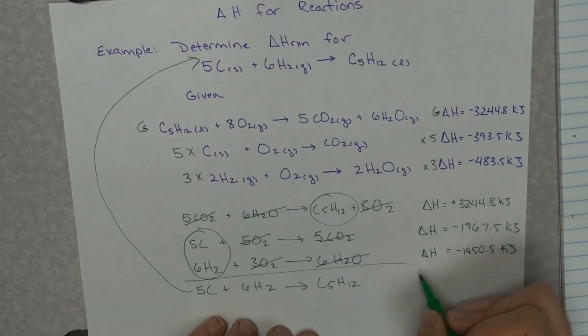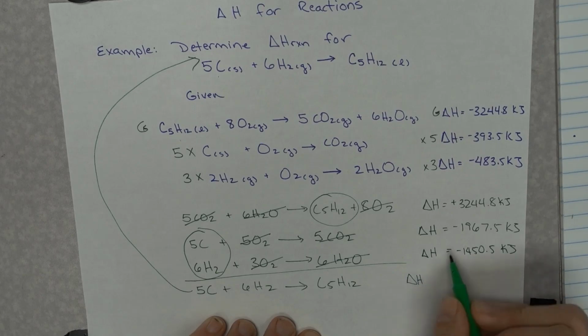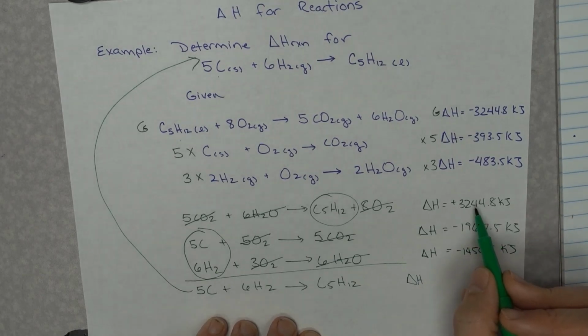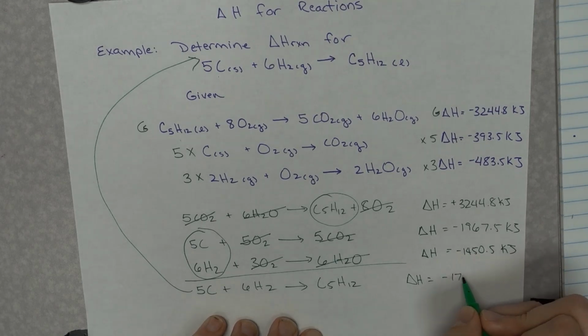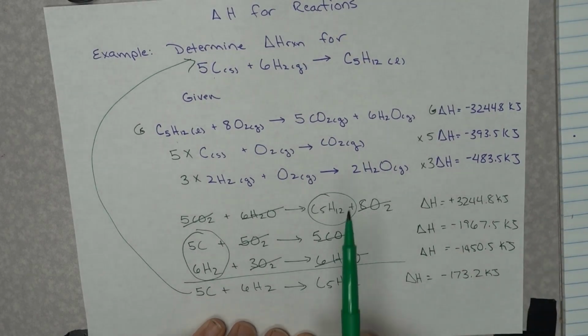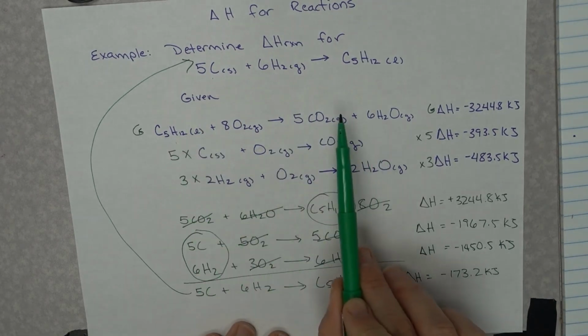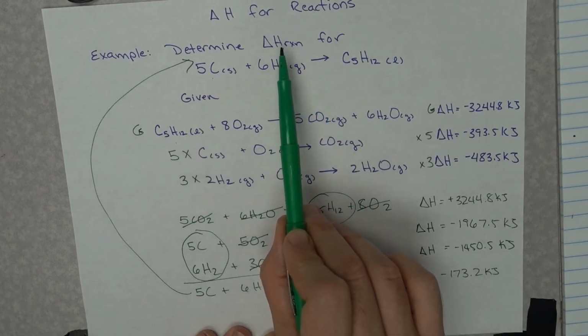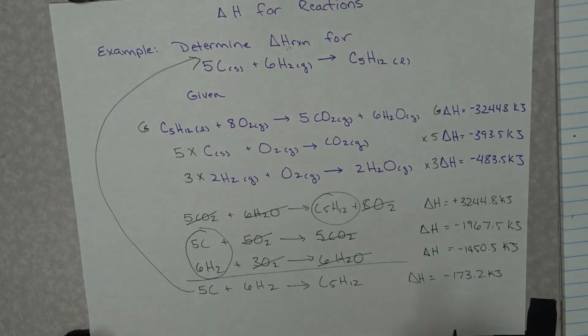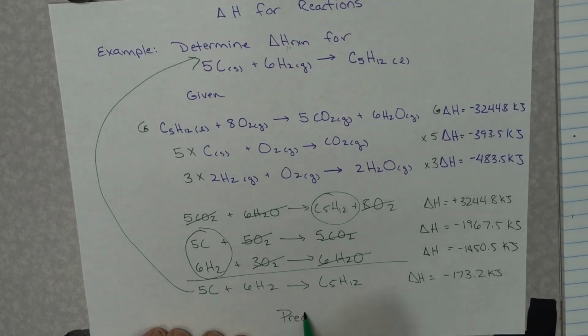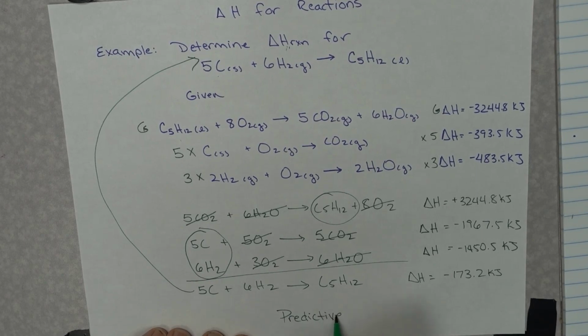And my delta H for that is going to end up being the sum of these things, positive here, negative, and negative. And when I add those up, I get negative 173.2 kilojoules. So using the information from other reactions, I can figure out what the delta H for a new reaction is. And that's actually one of the really powerful aspects of this. It can be predictive, which is great.